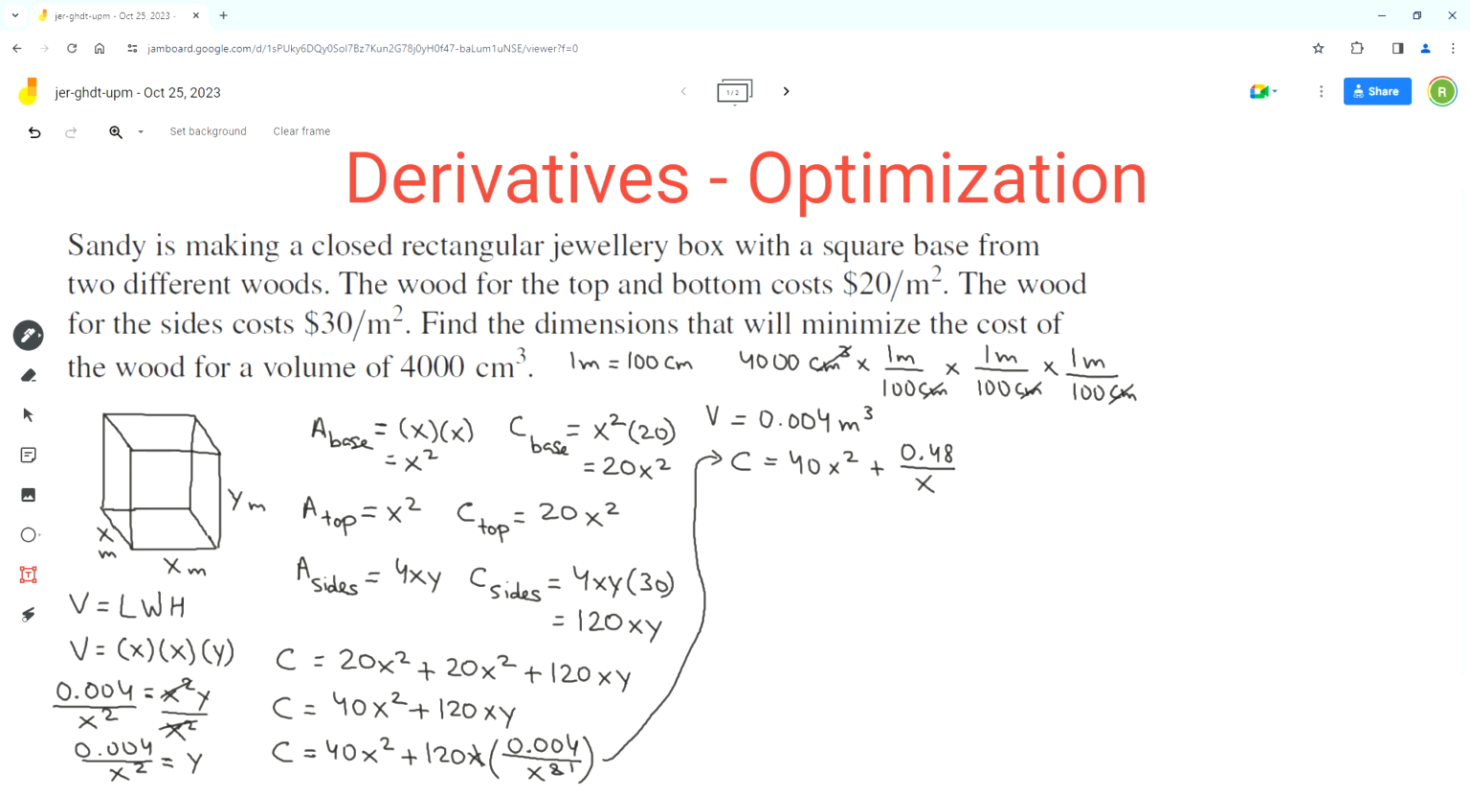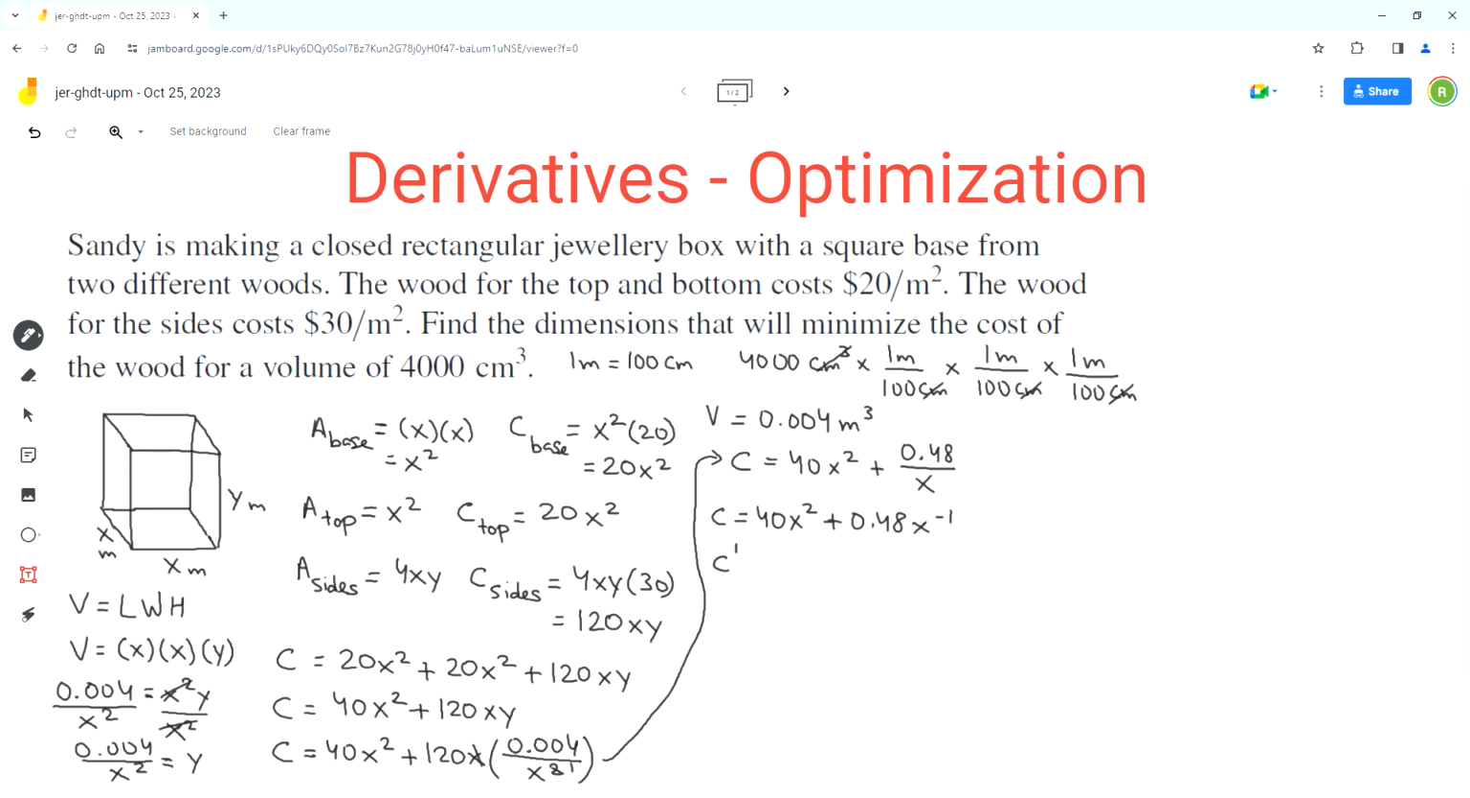equal to 0. So before we find the derivative, we have to move this x from the denominator to the numerator because that will make it easy to find the derivative of this function. So we get plus 0.48 and then x exponent -1. Now we can use the power rule to find the derivative.